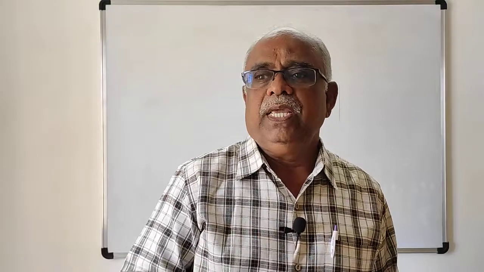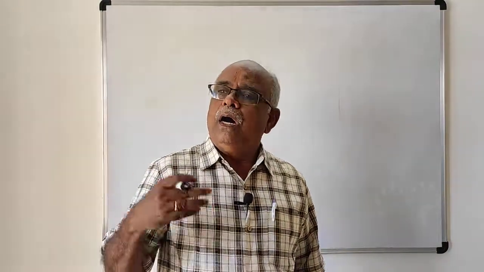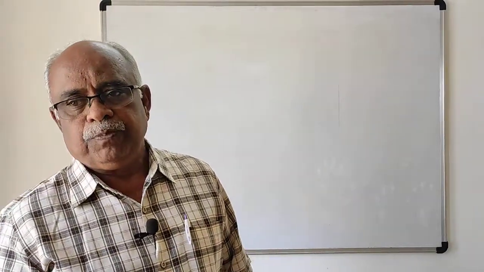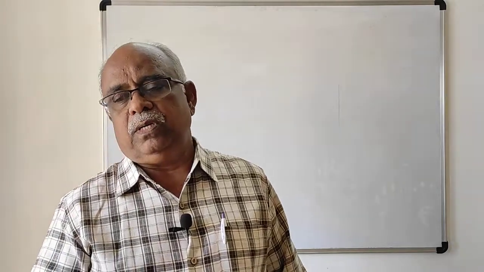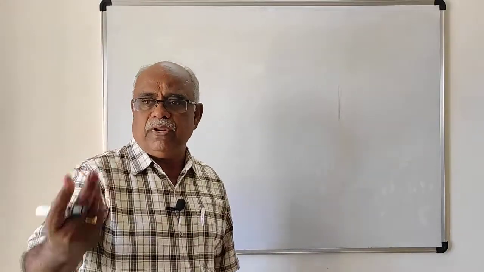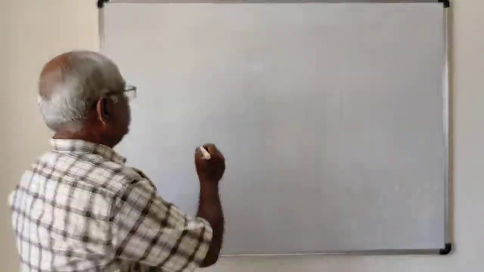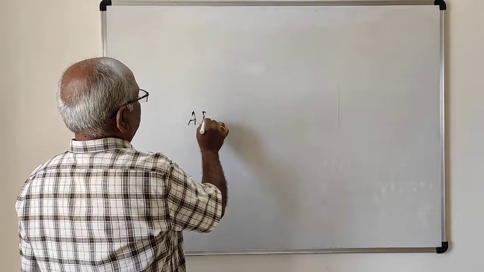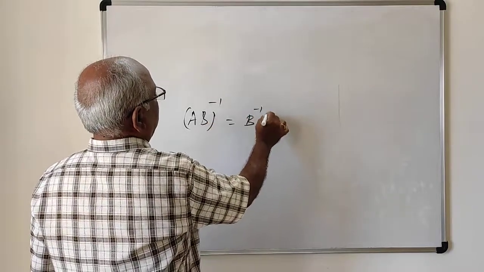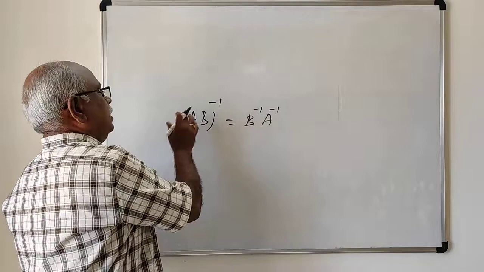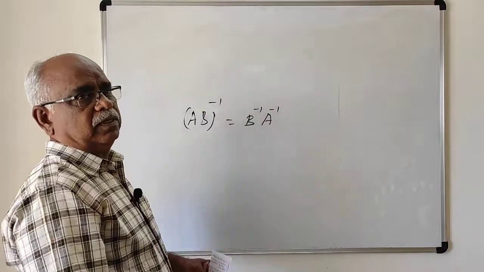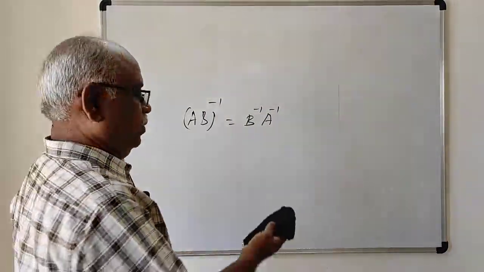And the second theorem is, if A and B are invertible matrices, then (AB) inverse is equal to B inverse into A inverse. That is the theorem 2 we have derived in the previous video. The inverse of the product AB is equal to B inverse A inverse. That means for the product AB, the whole inverse is B inverse into A inverse. That we have proved in the previous video.